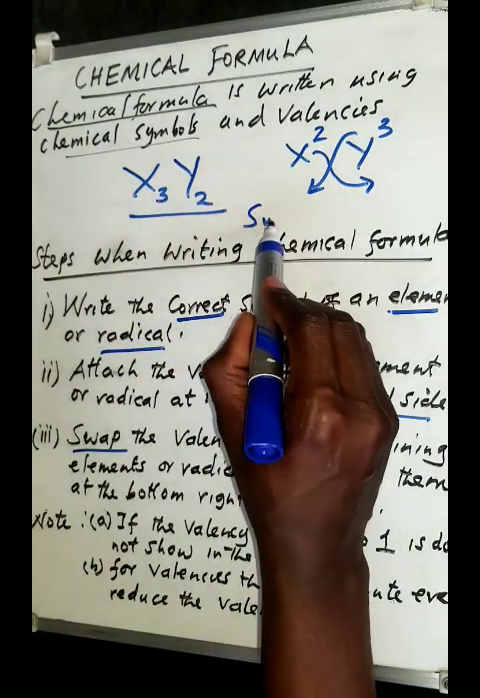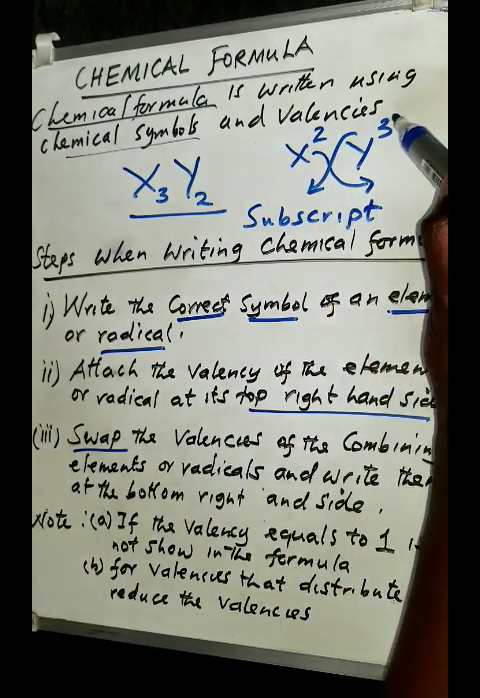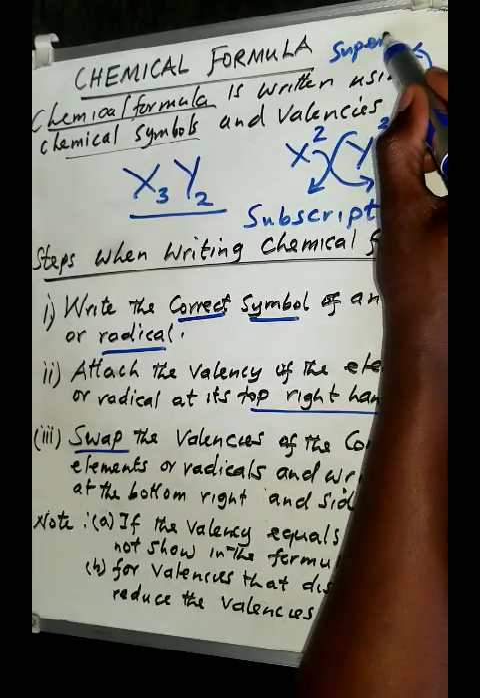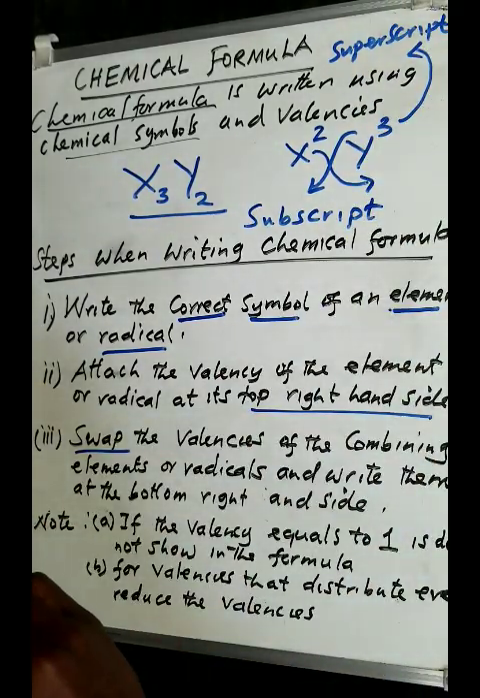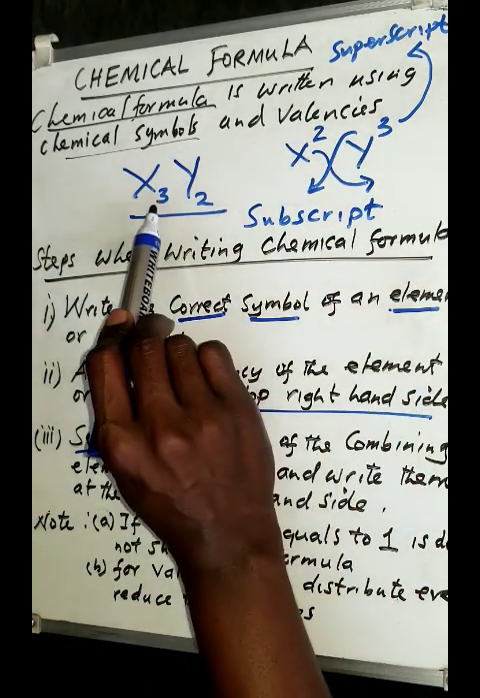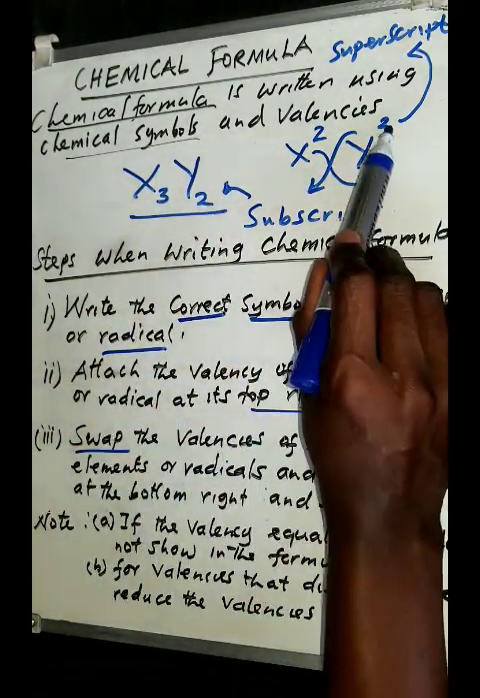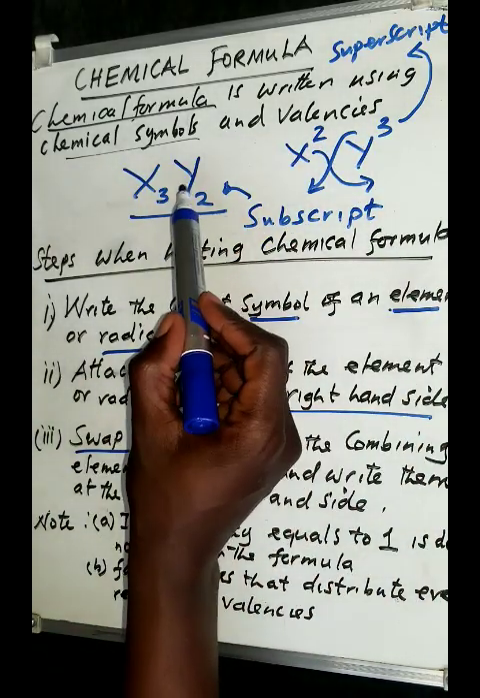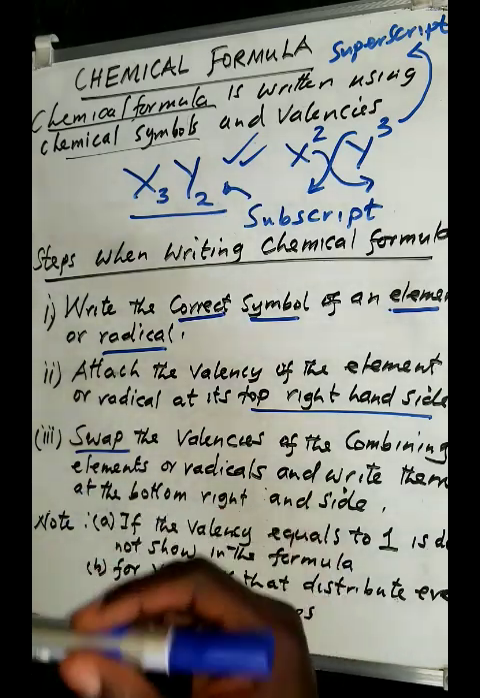Normally when they're at the bottom, we use the word subscripts. When they're at the top, we simply say superscript. You may find such expressions in some books. Subscript simply means you write it at the bottom the way I've written them. Superscript simply means they are on top. Now once you write like that, it simply means that you have written a chemical formula.